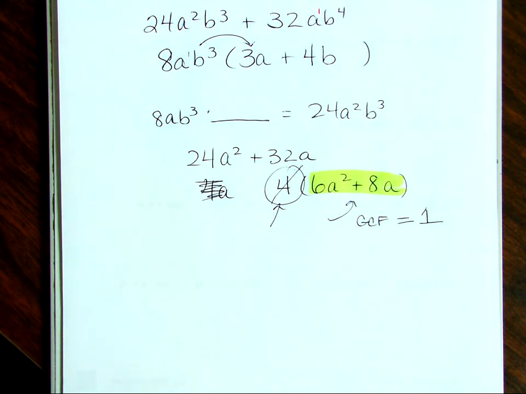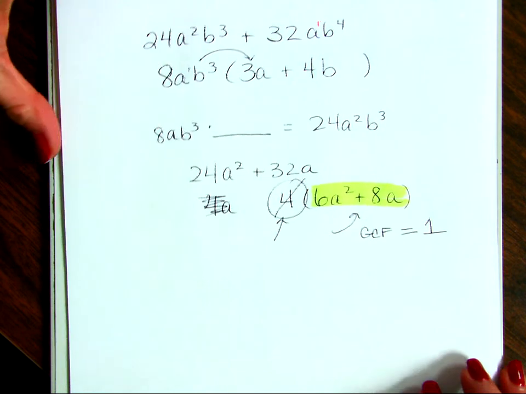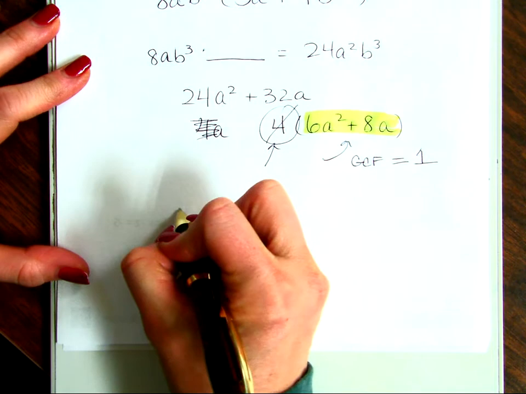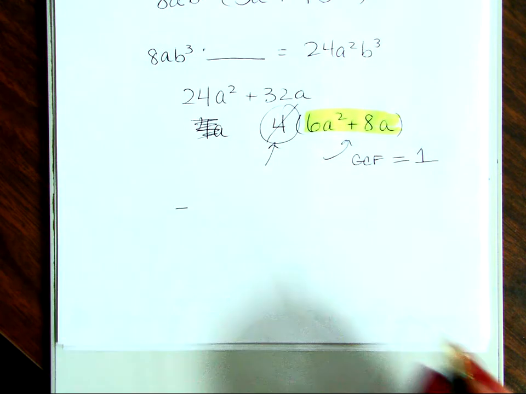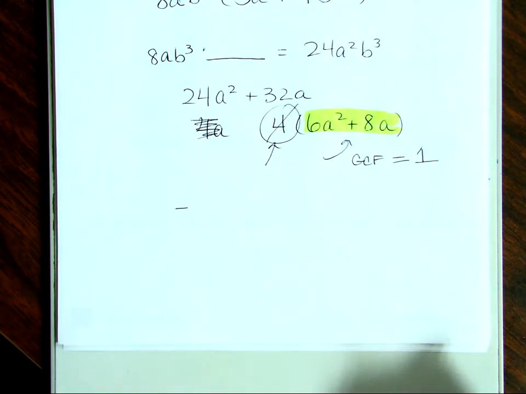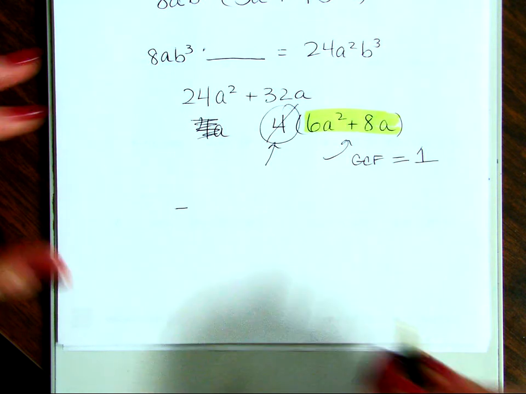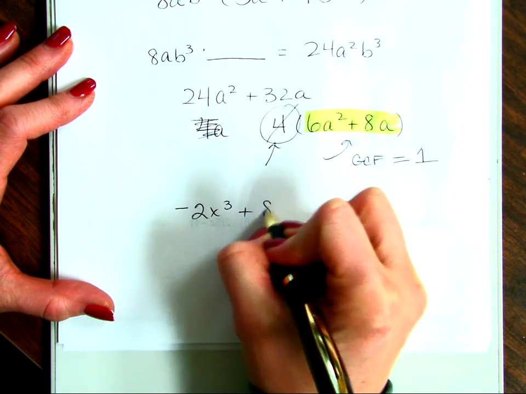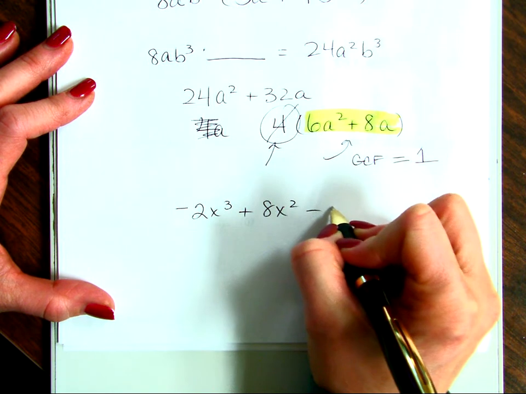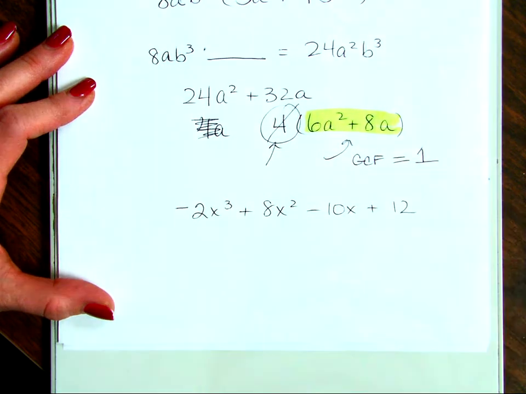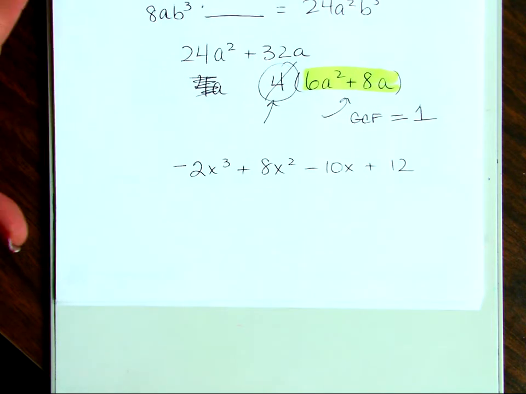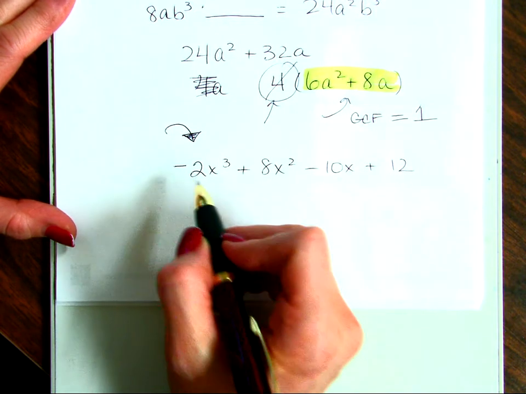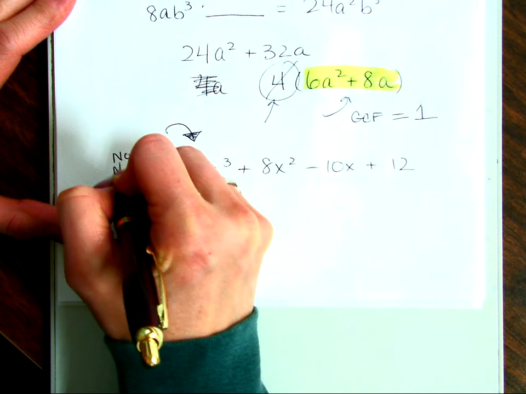Okay, and then I want to show you one more thing, and it's really important, setting you up for the next couple sections, 7.4 and 7.5. You know that standard form of a polynomial is highest exponent down to lowest. So if I have negative 2x to the third plus 8x squared minus 10x plus 12, okay? The leading coefficient, which is kind of like the line leader, right? It's not the caboose, this is the line leader, cannot be negative. No negatives.